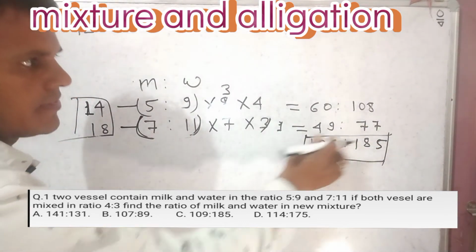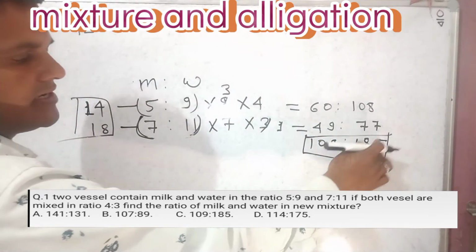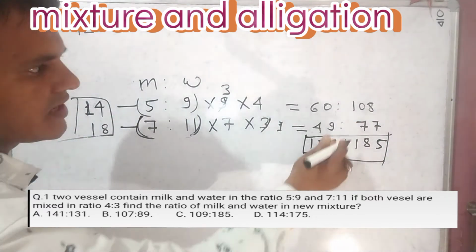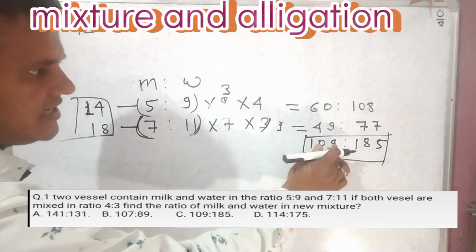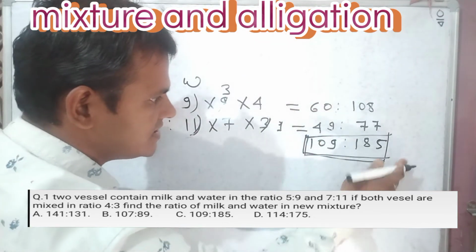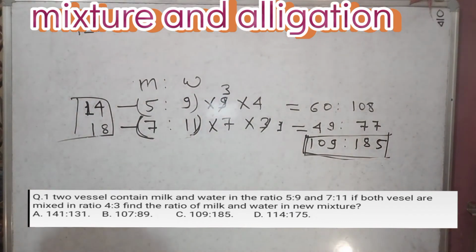Now add them. So 60 plus 49 is 109, and 108 plus 77 is 185. So our answer is 109 is to 185. Means option C is the correct answer.